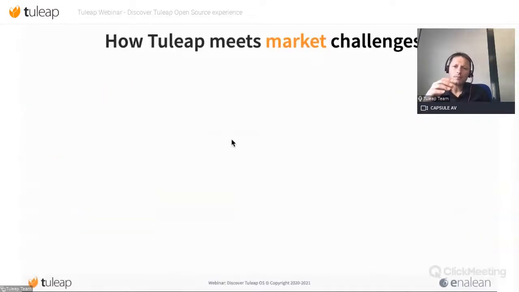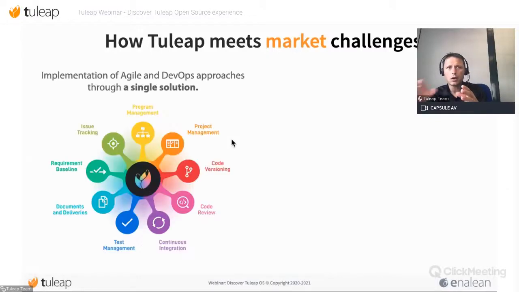So that's why with Tuleap, what we propose is, first of all, about the market challenge. What we want is to offer a single solution. Everything is inside Tuleap. When you have Tuleap, you have all its several features. As you can see: program management, project management, code versioning. The several features that you will need to manage all your projects from the first idea to the end of its last test.